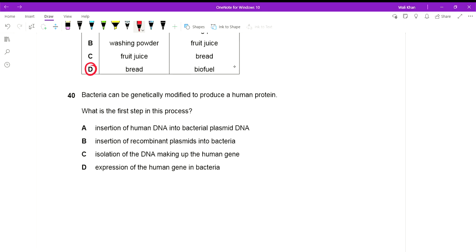Bacteria can be genetically modified to produce a human protein. What is the first step in this process? Insertion of human DNA into bacterial plasmid? No. Insertion of recombinant plasmid into bacteria? First step. We have to talk about first step. Isolation of the DNA making up the human gene. Yes. First of all we isolate the DNA. Expression of the human gene in bacteria. No. So the first step is isolation of the DNA making up the human gene.